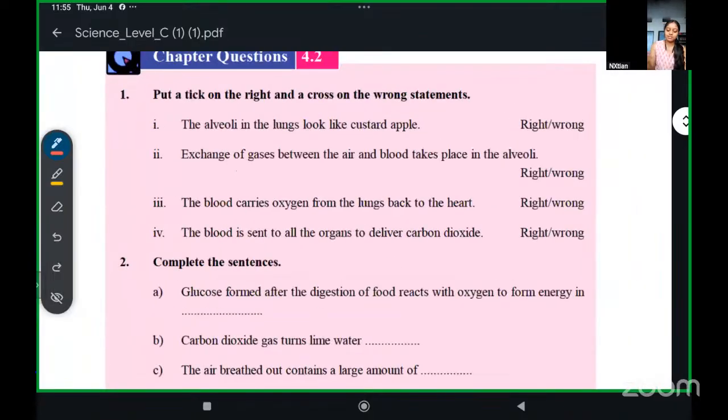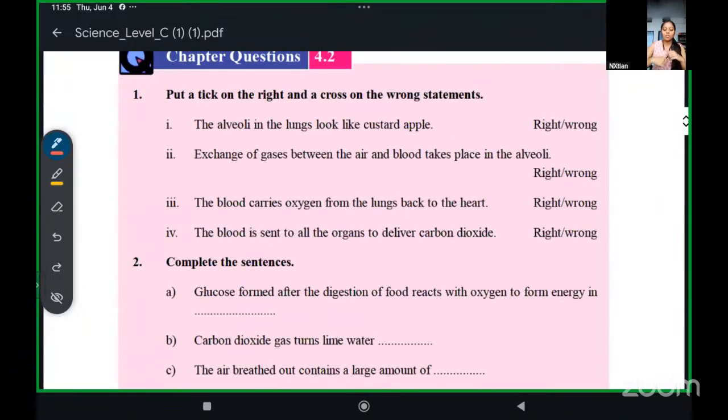Questions? The alveoli in the lungs look like custard apple. Is that true or false?